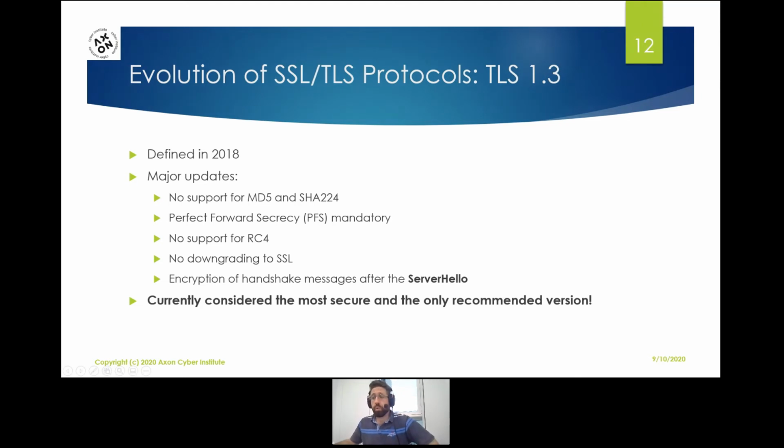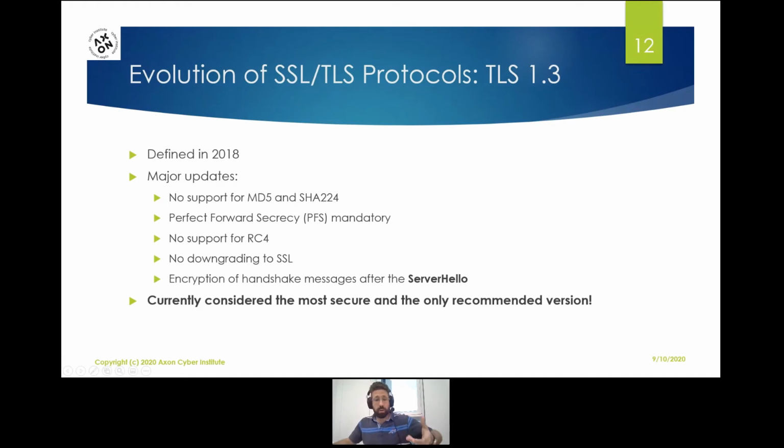Also in 1.3, they dropped support for RC4. RC4 is also an outdated encryption algorithm. It's totally eliminated. They also prevent something we call downgrading to SSL. In previous versions of TLS, like 1.2 or 1.1, it was possible for an attacker to come in between and force the server to use an older version of SSL. So the server supports, let's say, 1.2, but at the same time it has SSL version 3 or SSL version 2 enabled. A hacker can come and force the server to use SSL version 3 or SSL version 2. This is called a downgrade attack. TLS version 1.3 is immune to the downgrade attack. It's not possible anymore to downgrade a server to use a previous version of SSL.